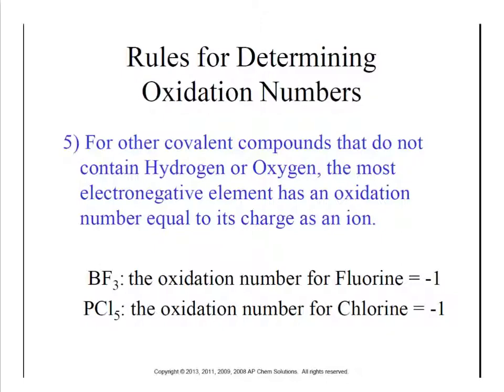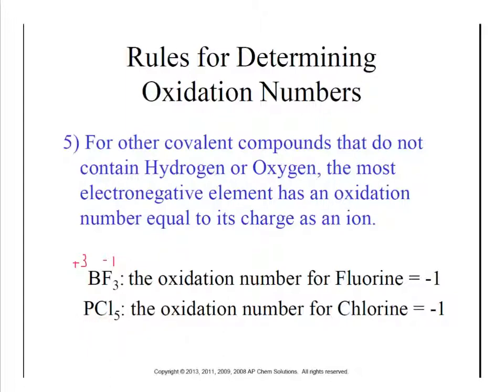However, if there is no hydrogen and oxygen, and it's not an ionic compound, so you can't look at the charges, you instead have to look at the most electronegative element and then use its charge as the oxidation number. So for example, BF3, it's a covalent compound, so it's not ions, but fluorine is the most electronegative, and so we can use its charge to tell us the oxidation number. So fluorine would be -1. And then, since this is a neutral compound, since there's 3 -1s, that means that boron would have to be what? Yeah, +3.